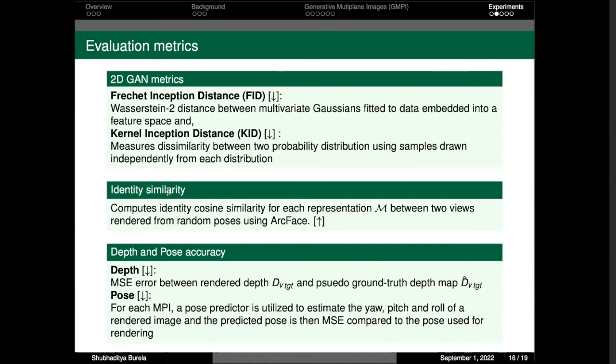Then there is this identity similarity, which should be as high as possible. And then the depth and the pose accuracy, which are the geometric features. So these both should be as low as possible. It makes sense, it is intuitive that the MSE error should be as low as possible. So the MSE error between the rendered depth and the pseudo ground truth should be as low as possible. And for the pose, it's again an MSE error. So these are the evaluation metrics.